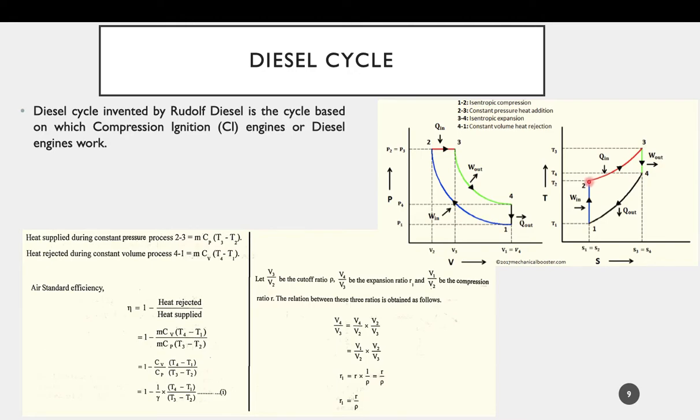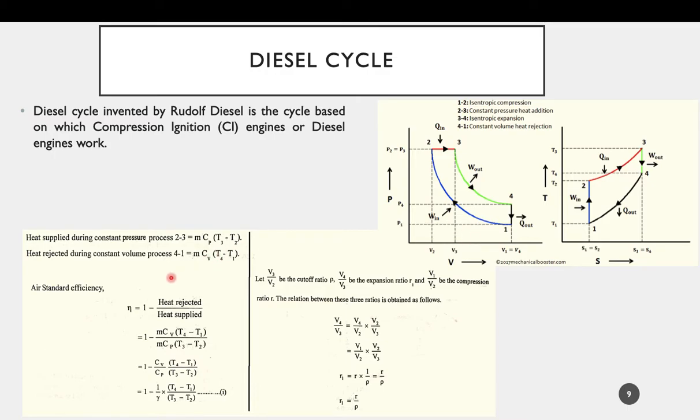Now please remember, 2 to 3 is a constant pressure process and 4 to 1 is a constant volume process. So the curves are different. These two curves are not of the same slope. These two curves have different slopes, so please note that because these two are different processes. So I hope the PV and TS diagram is clear. Now we will move on to the analysis of the cycle.